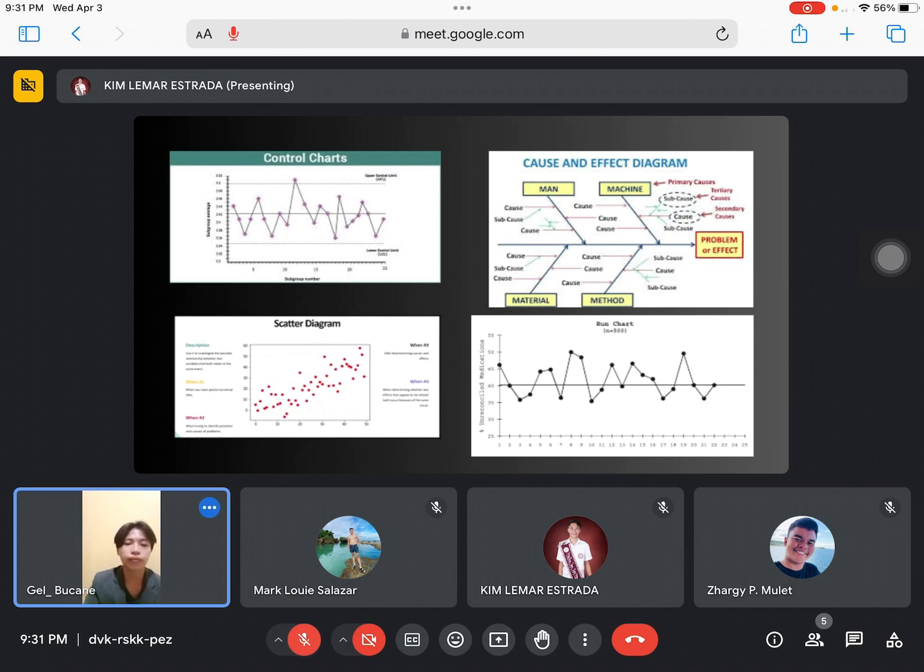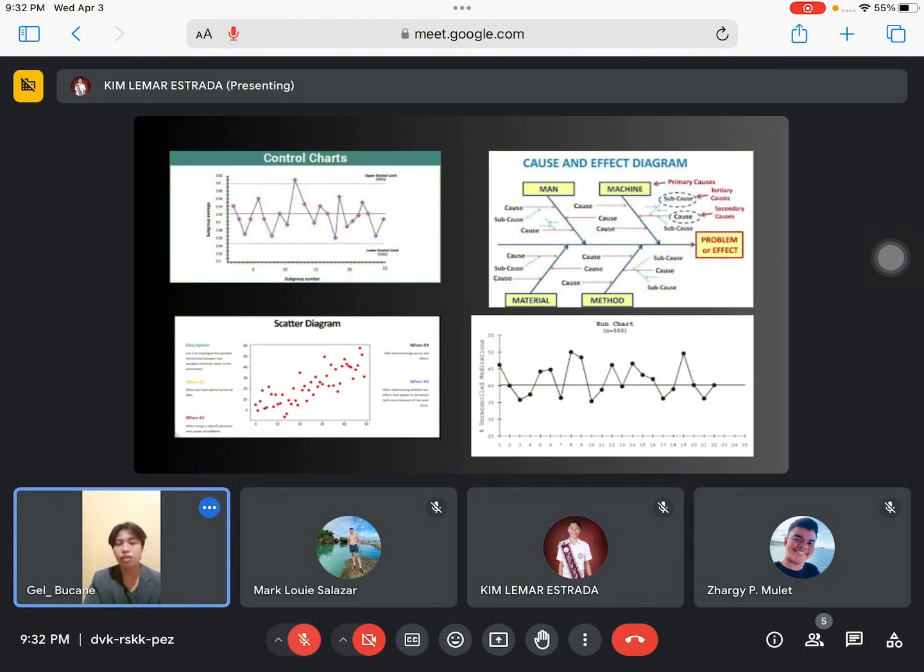And then last is cause and effect diagram. A diagram used to organize a search for the cause of a problem, and also known as a fishbone diagram. These tools help organize problem solving efforts by identifying categories of factors that might be causing the problem.